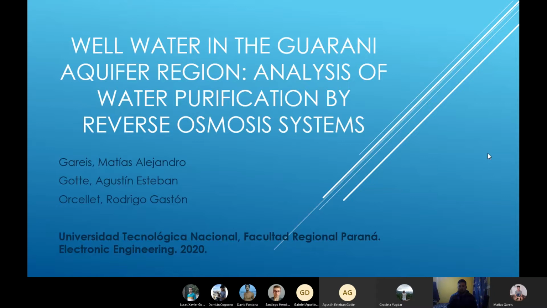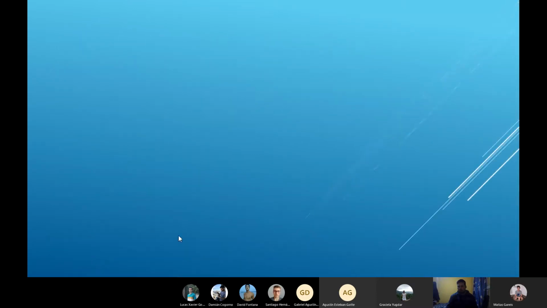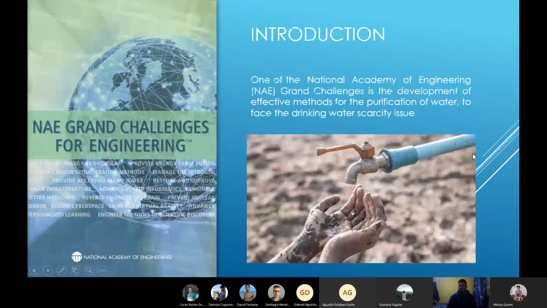This paper is titled Well Water in the Guarani Aquifer region, analysis of water purification by reverse osmosis systems. One of the grand challenges of the National Academy of Engineering is the development of effective methods to purify water to face the drinking water scarcity issue.